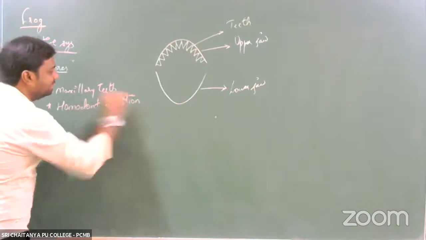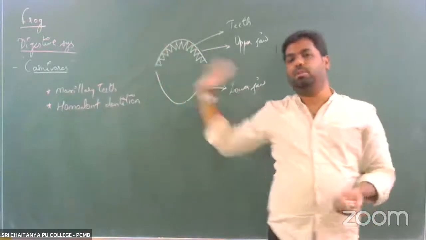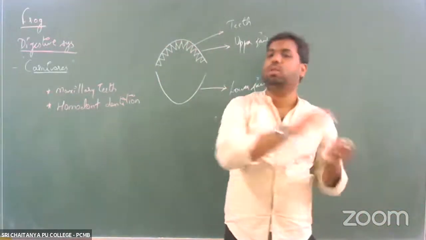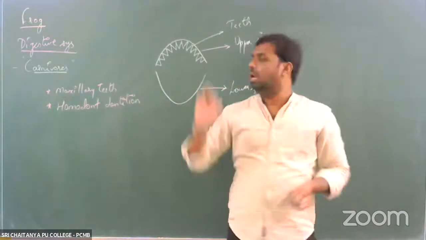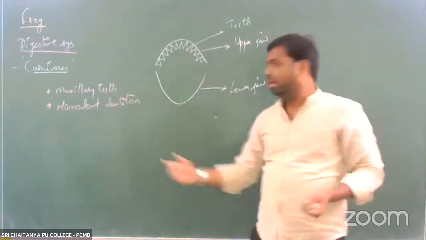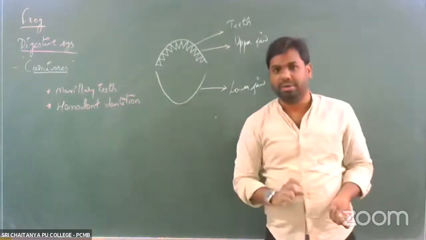Homo refers to the same, right? However many teeth are present in the body of this organism, all the teeth are of the same type, all the teeth are of the same shape, right? We would start calling it homodont teeth. So the type of dentition in these organisms, we would call homodont dentition.